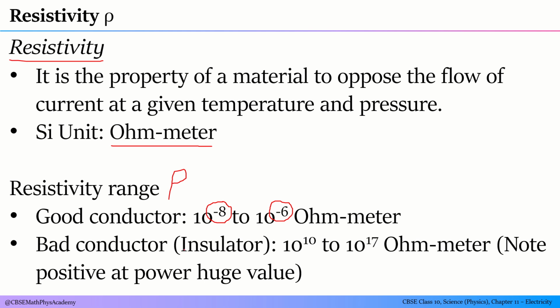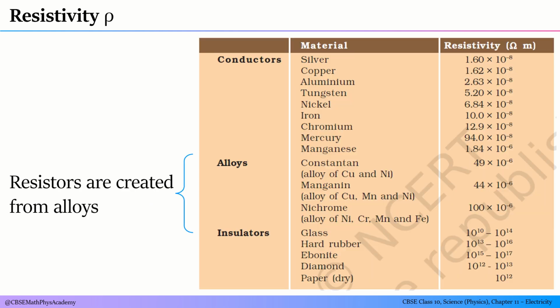On the other extreme, when you have an insulator, what I call a bad conductor, the resistivity is very high, 10 power 10 to 10 power 17 ohm meter. You can just imagine the kind of positive value. If you expand it, it's 1 followed by 10 zeros. So that is the amount of resistivity these materials have, and due to that they don't conduct electricity.